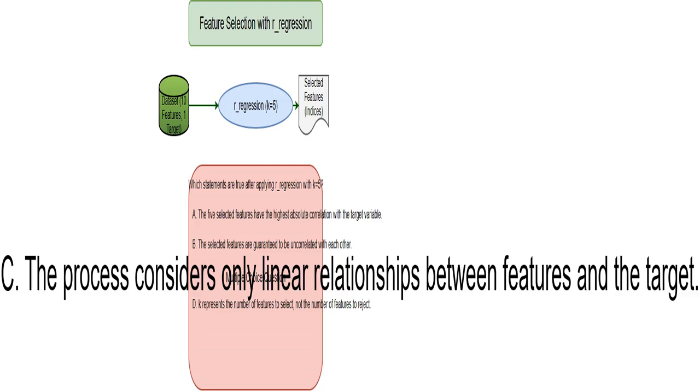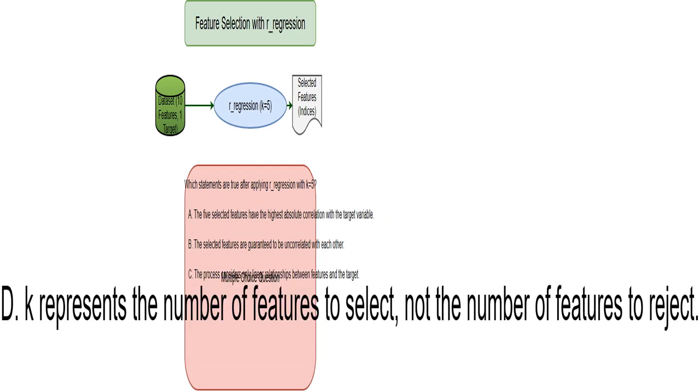Statement C says r_regression only sees linear relationships. That's correct. R_regression uses Pearson correlation, which is perfect for measuring straight-line relationships but misses anything more complex. Statement D says k means how many features to keep, not how many to get rid of. Yep, that's right. K equals 5 means I want the top 5.